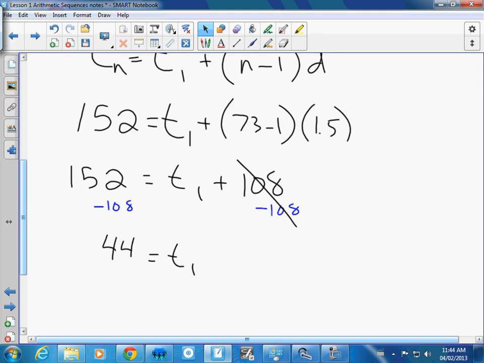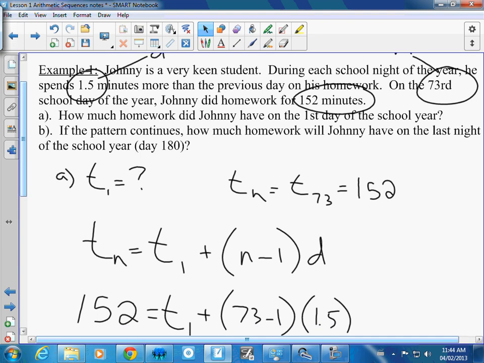Not bad. Easy, I think, so far. You look lost. Now, if the pattern continues, how much homework will Johnny have on the last night of the school year? Oh my. Last night of the school year. So, day 180. What is that 180? That's n, because there's 180 days.